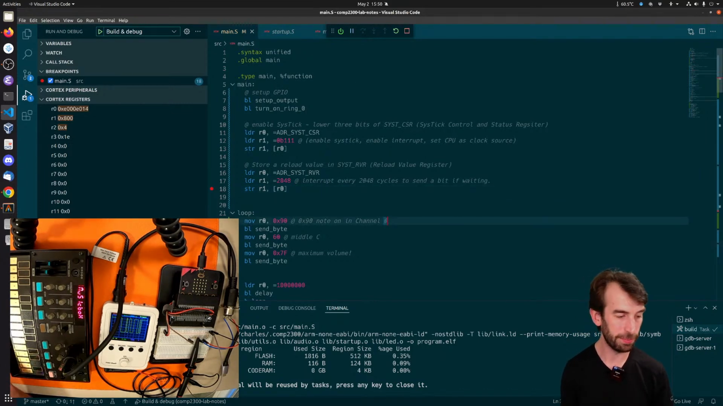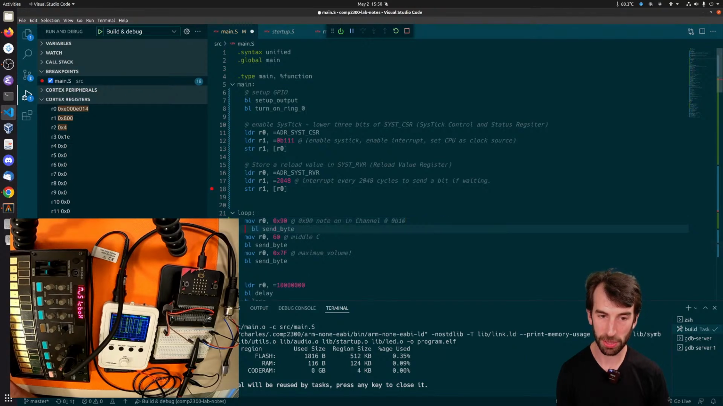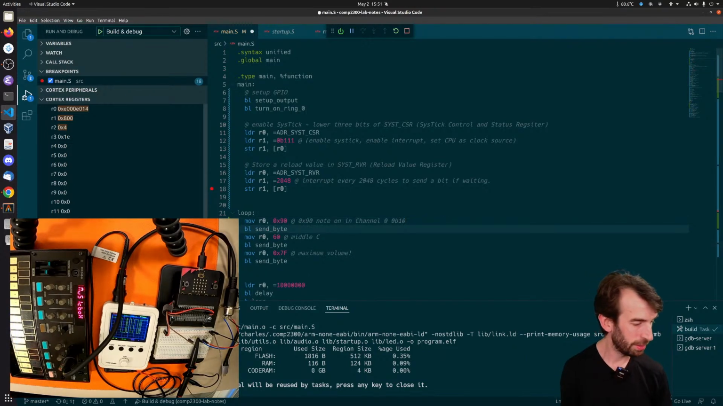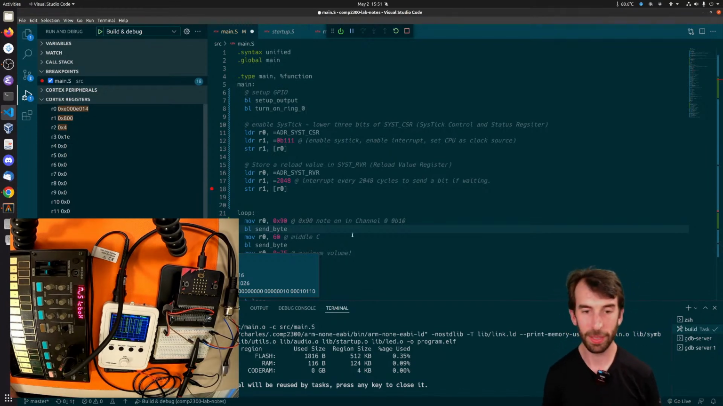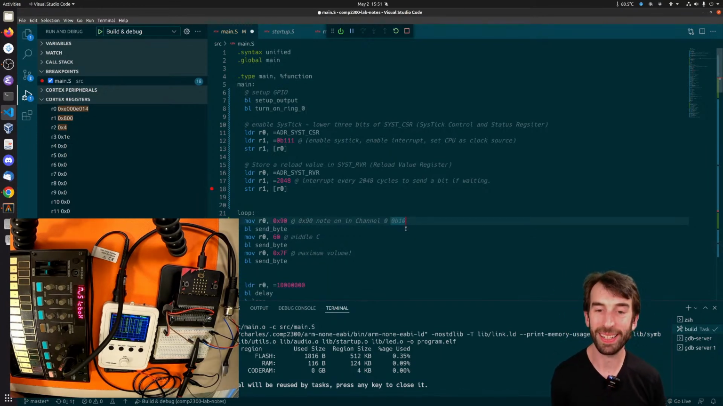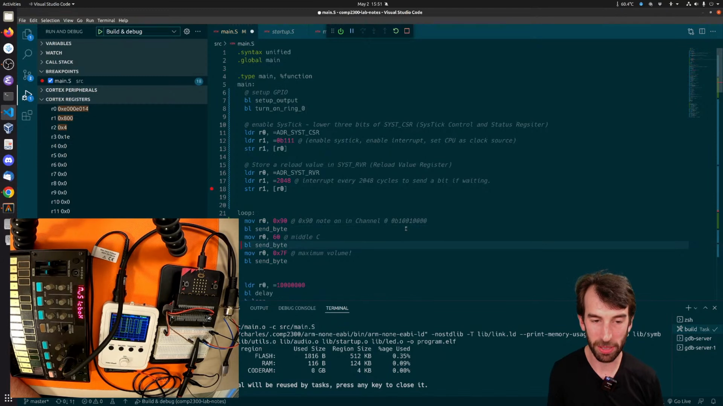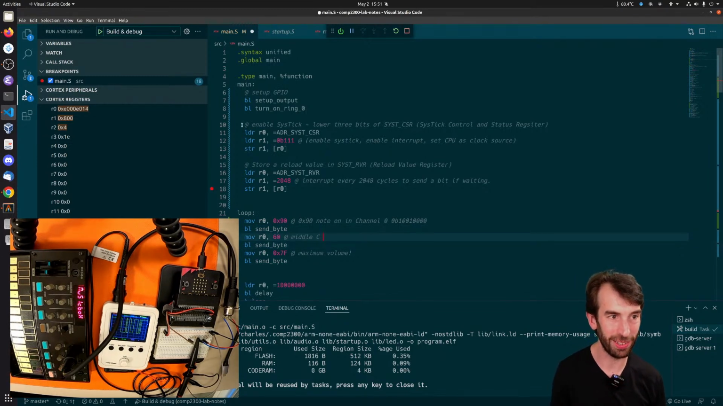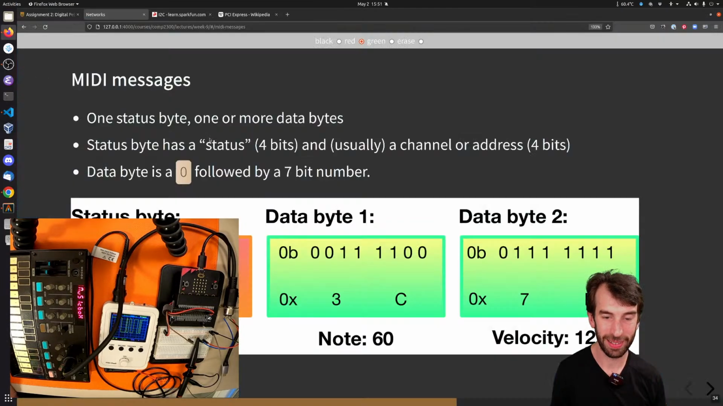What's that going to be? 0B... What's 9 in hex? I've forgotten. That's 1001, 0000. Then the next one's middle C, which is a 60. I've forgotten what 60 is in hex. I'll look on my slide. 3C.